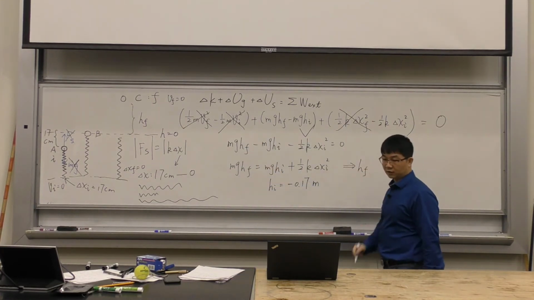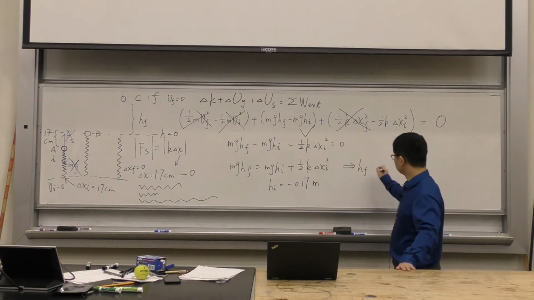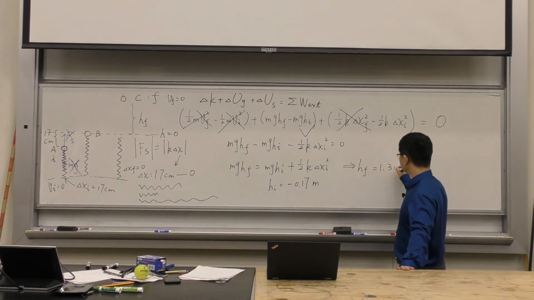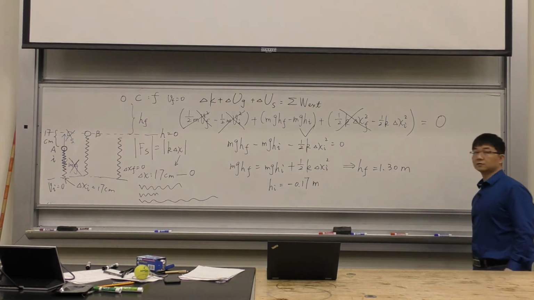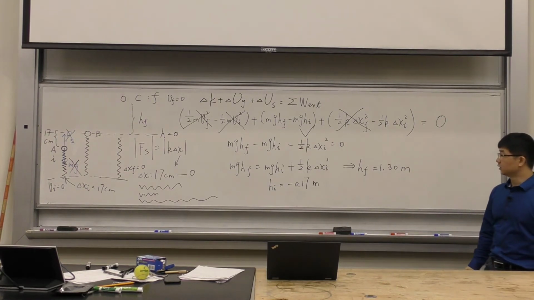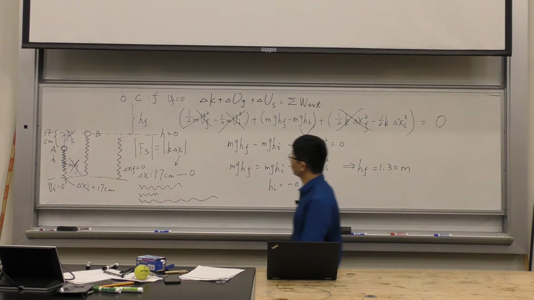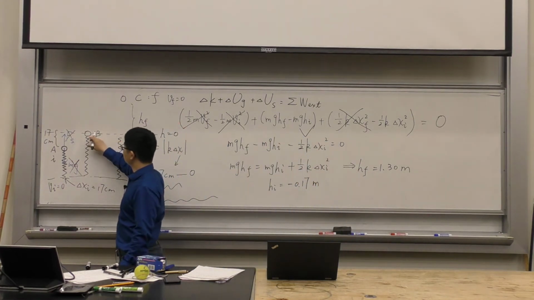What is the final height you got? The final height I got is 1.30 meters. So this is the final height of this projectile relative to B, okay?